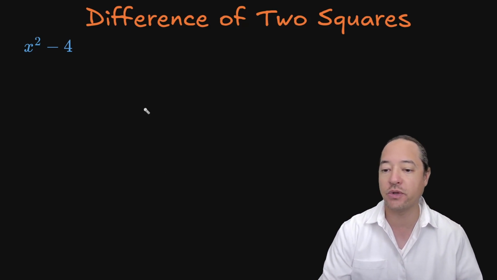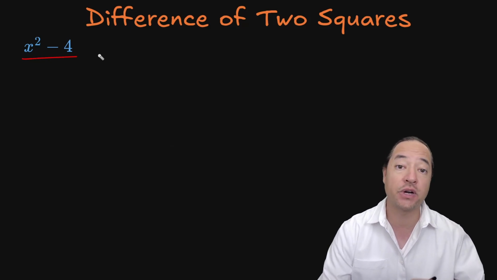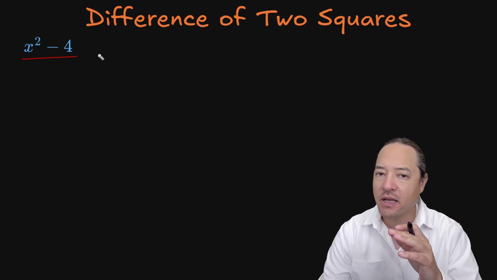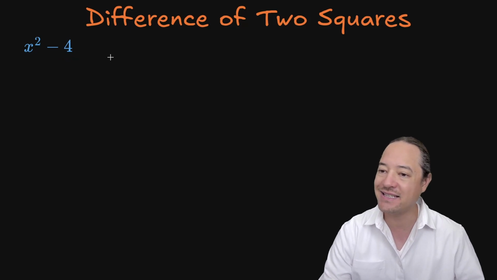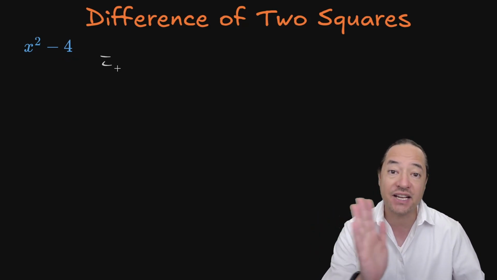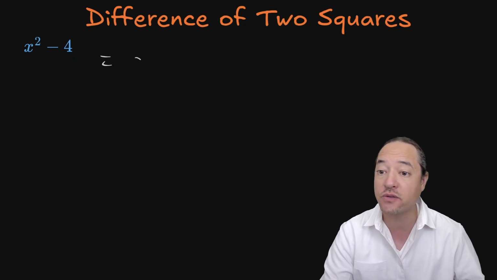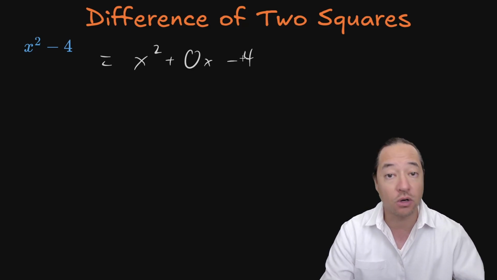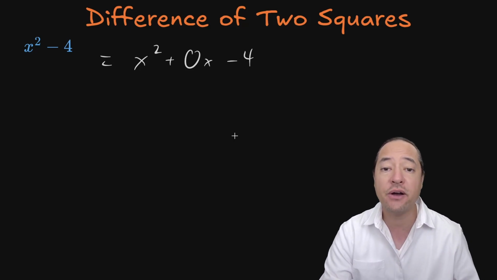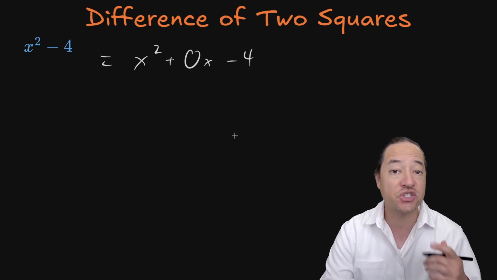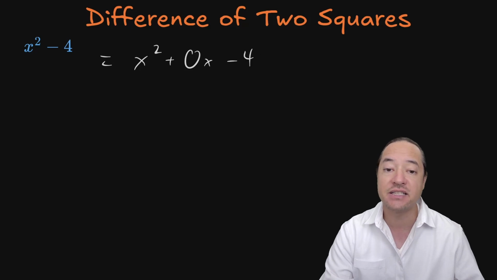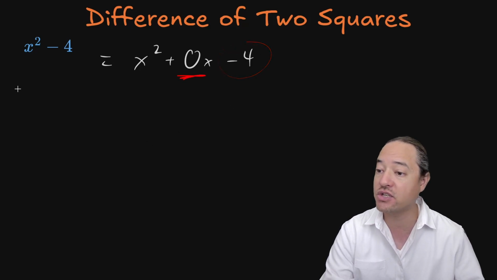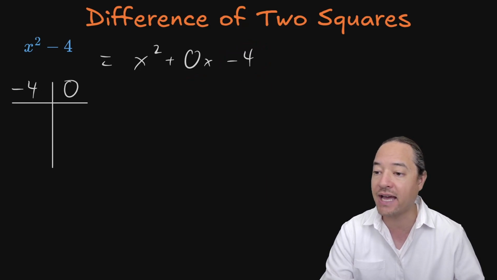Let's say I start out with some expression x squared minus 4, and I want to factor this, okay? I can imagine that I want to put this in the form of ax squared plus bx plus c, right? So it's x squared plus 0x minus 4. And we know how to factor quadratic expressions just like this. We're going to find the factors of -4 that add up to give us 0.